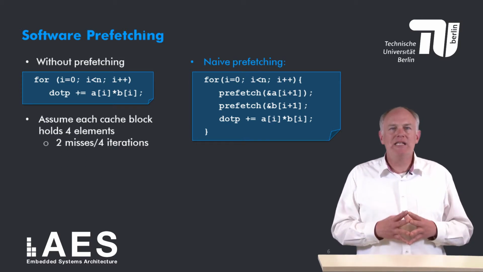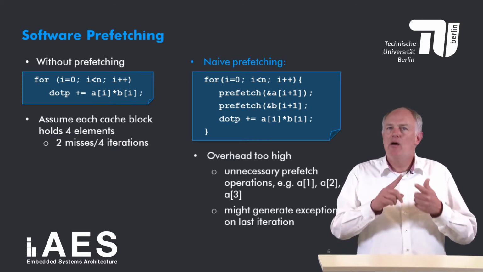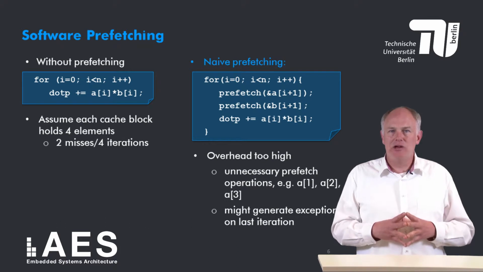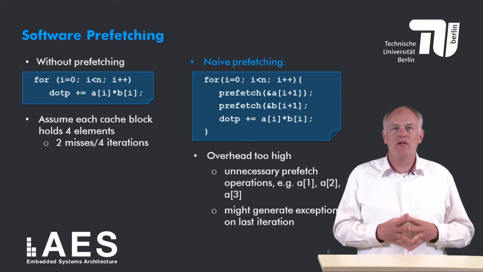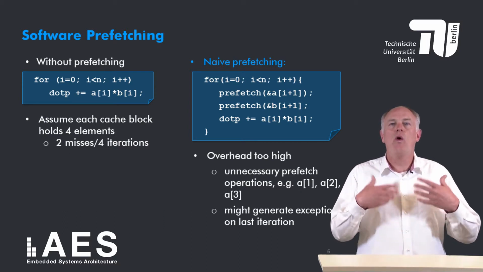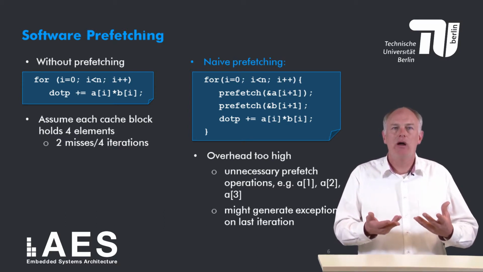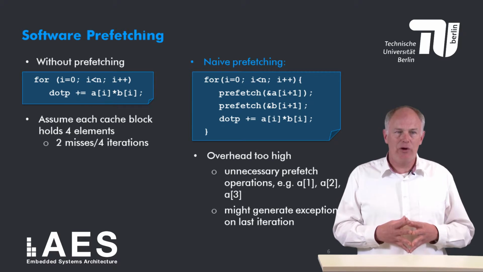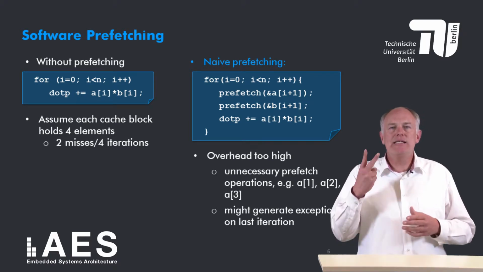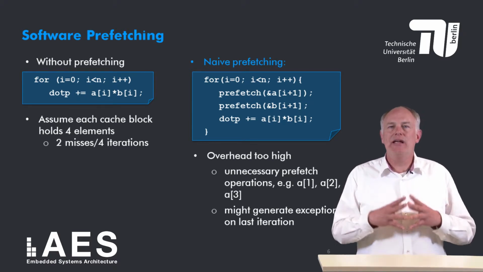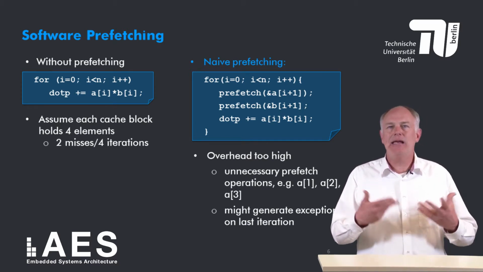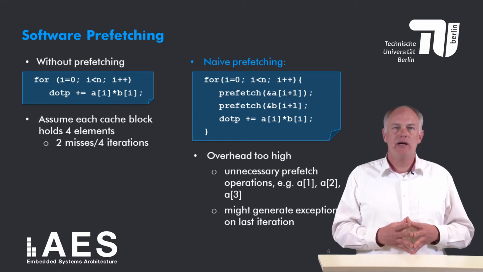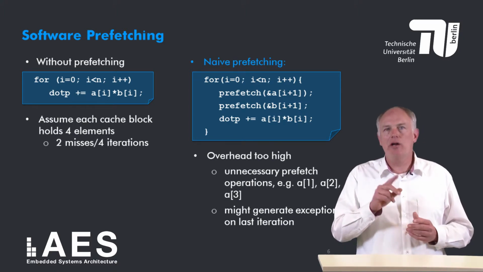For several reasons, this code is naive. First, the overhead is obviously too high, since it issues unnecessary prefetch operations. We only have to issue 1 prefetch per cache block rather than 1 prefetch per element. Second, the code might generate an exception on the last iterations, since elements A[N] and B[N] do not exist. So this is definitely not the way to go.